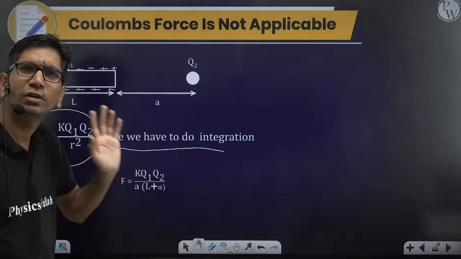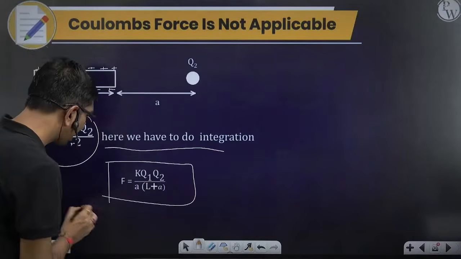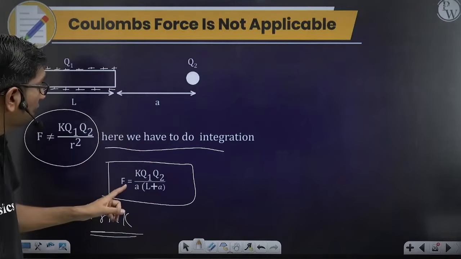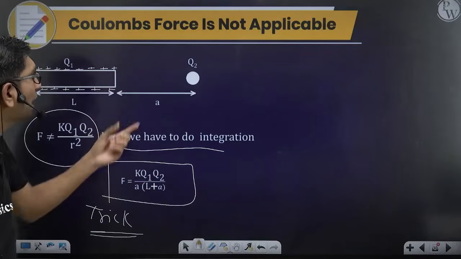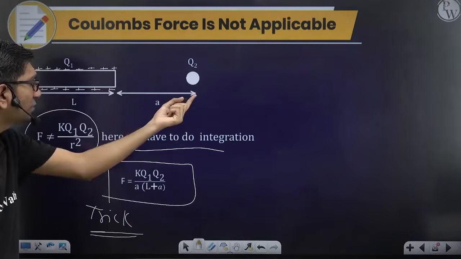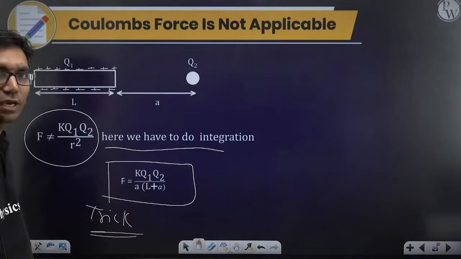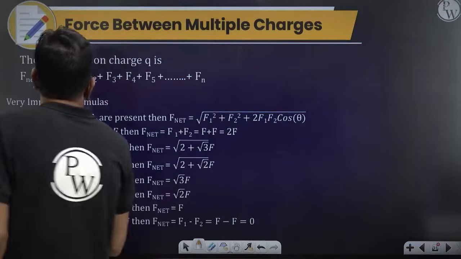So no need of doing any integration, no need of any solving. Just remember the trick. Direct question: K Q1 Q2 by R square, right? So here R is nothing but the distance from here to here, that is A in bracket L plus L. Remember the trick. No need of solving.